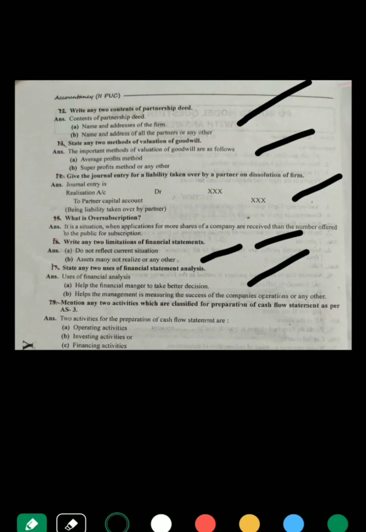Then the last question of this model paper: mention any two activities which are classified for preparation of cash flow statement as per Accounting Standard 3. We know that they are operating activity, investing activity, and financing activity.